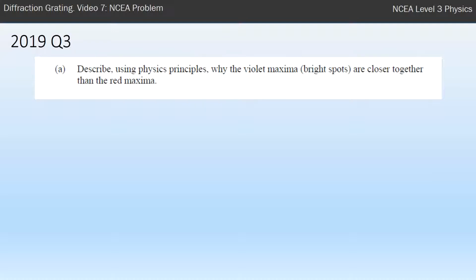The first key point to notice in this question is they've said describe. Describe is an achieve level question. I'm happy just to give a short answer. It's not an explain question, so I'm not going to go into depth about path difference and all that. So describe is really easy. I can do that with just an equation.